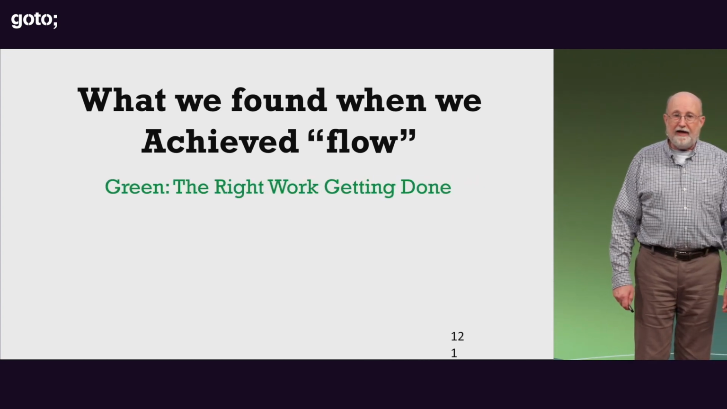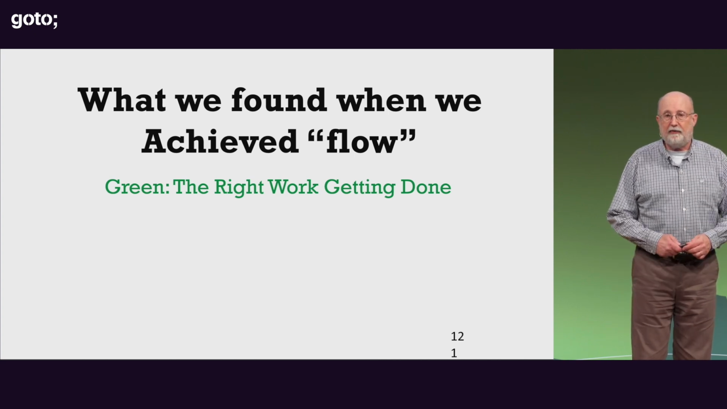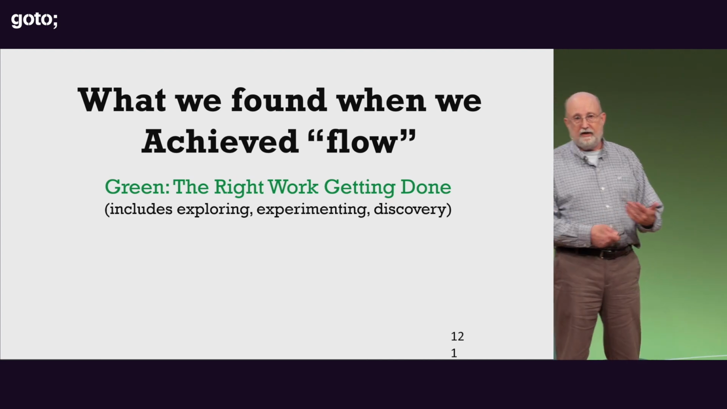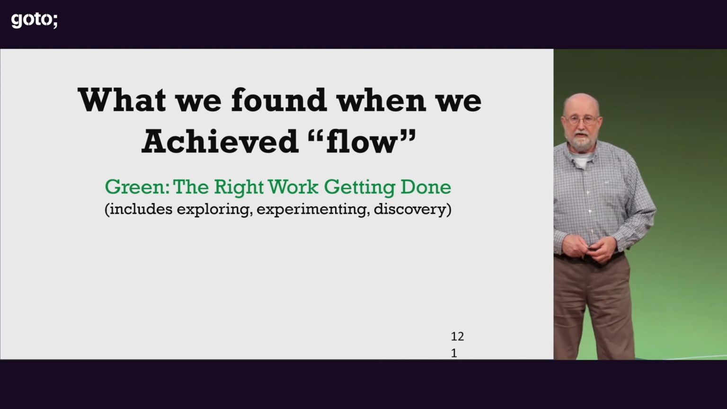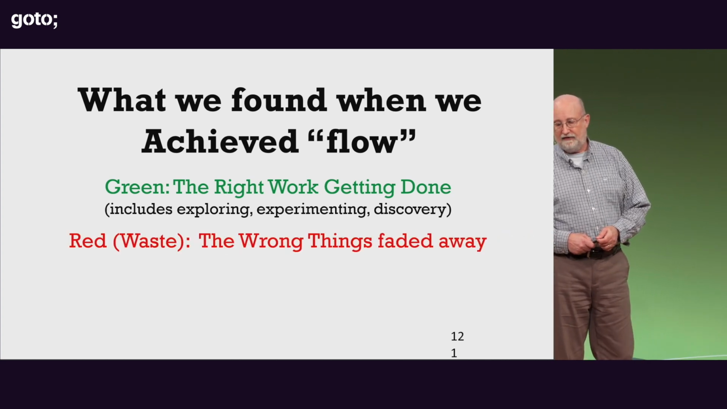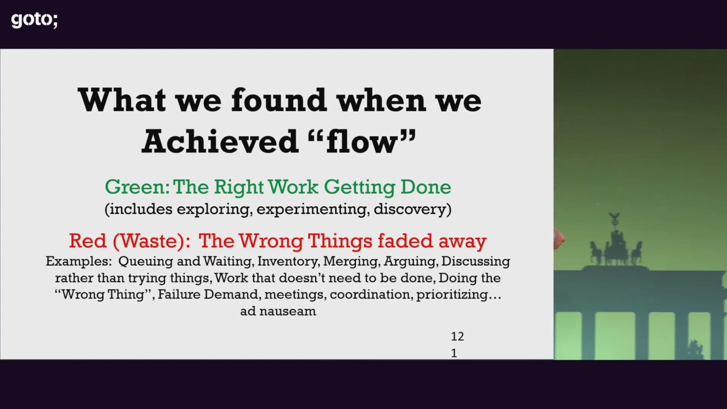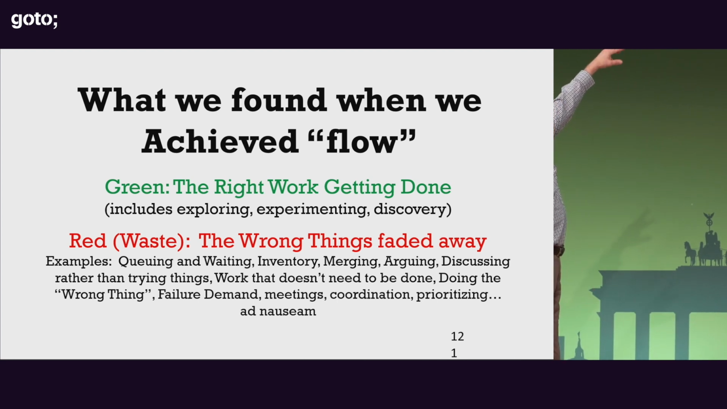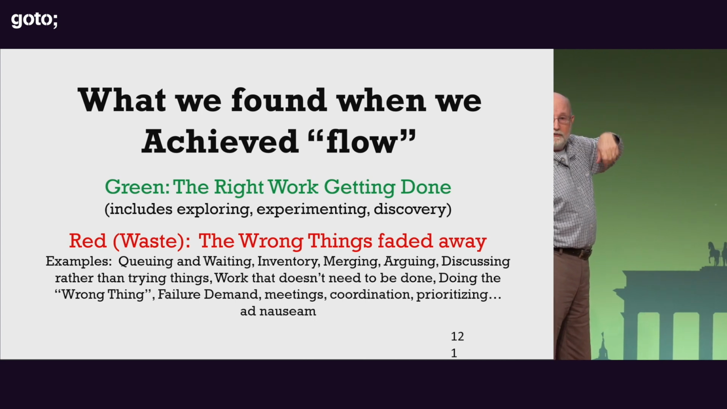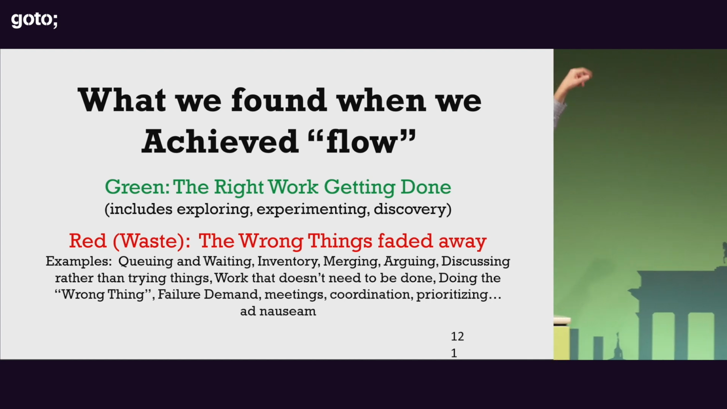So what we found was, when we started achieving flow, we were spending time on the right things, which includes the discovery process. We're going to find out from our customers what they really want. But we were also seeing these things fade away. And these are all the things that don't add value. Now, I'll let you look at that list for a second. But it's really easy to see that we got rid of the queuing and the inventory. We're no longer doing merging. We're no longer arguing about stuff. You learn to work well together. We are not discussing rather than trying things.